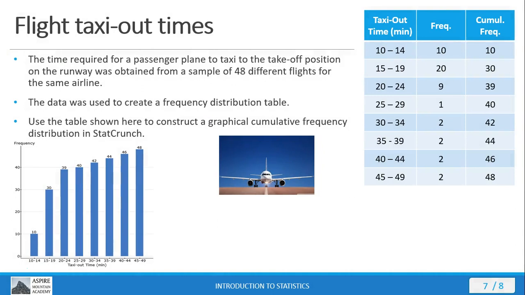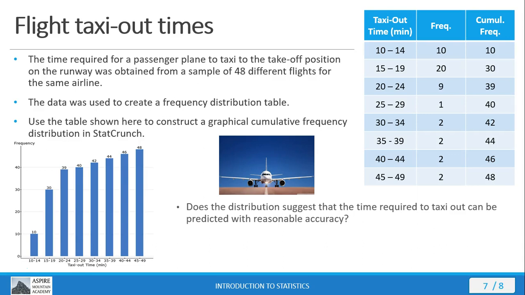Okay, we're back to our example problem, and we have our cumulative frequency distribution. Now we're ready to practice some interpretation skills. So, does the distribution suggest that the time required to taxi out can be predicted with reasonable accuracy? I'll give you a moment to make your response.